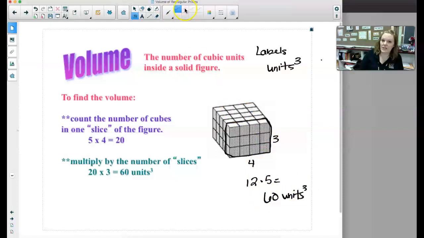Now we could have looked at that differently and said a slice is this top piece. In that particular case, then it is 5 by 4. So one slice would be 20, and multiply that by 3 because there's 3 layers, so it'd be 60 units cubed. Same type of thing.